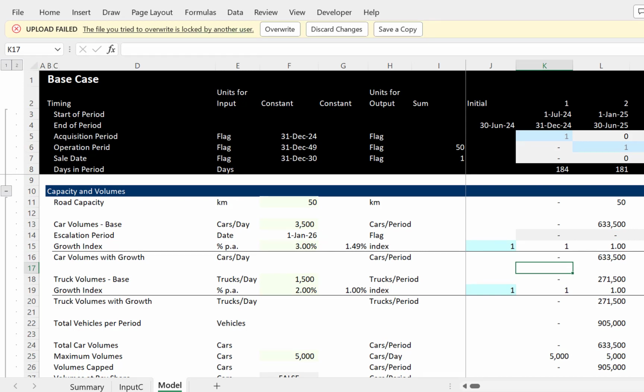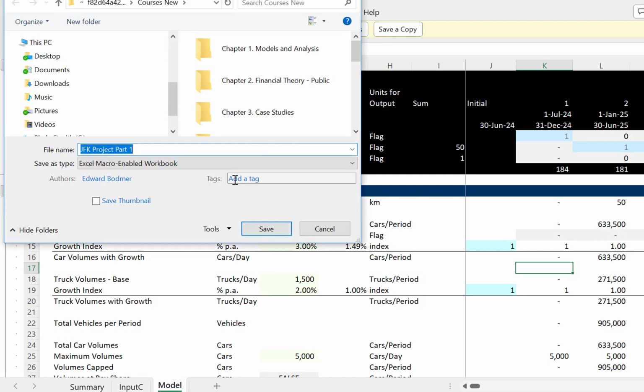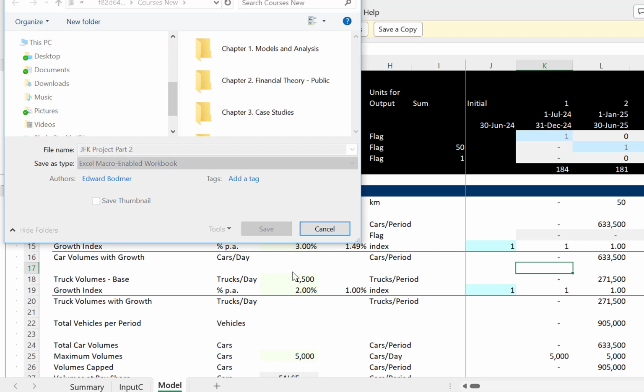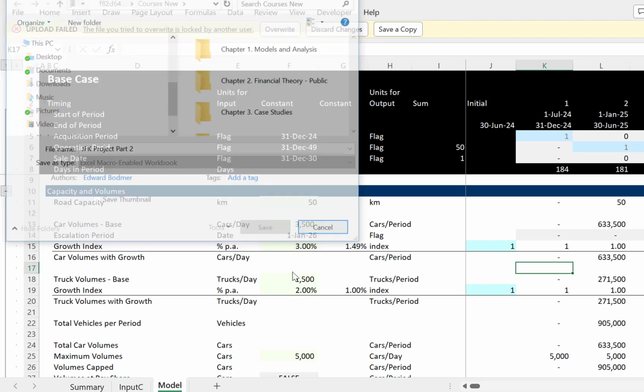Why did the upload fail? This internet seems to be a little slow. Whatever. Save a copy, okay? Okay, this is going to be part 2. The interesting one is going to be part 3. Okay, and I'm going to try to make part 3.